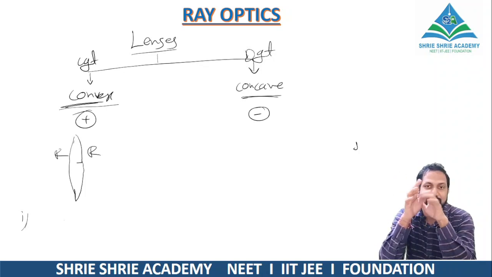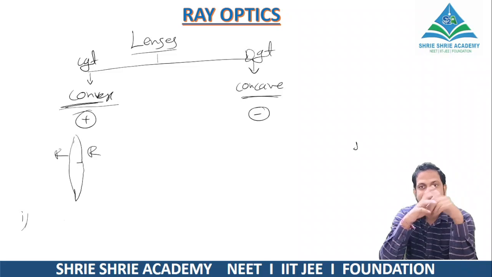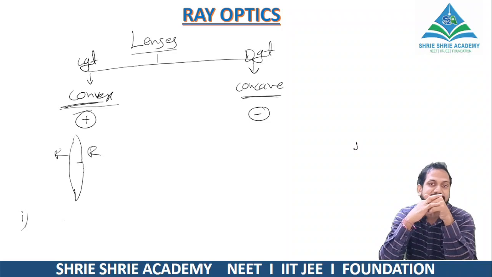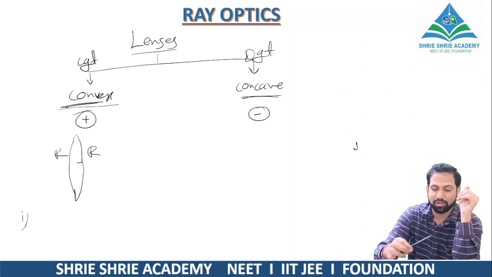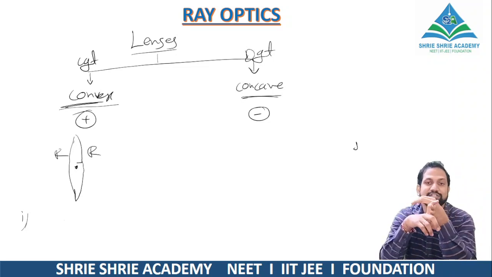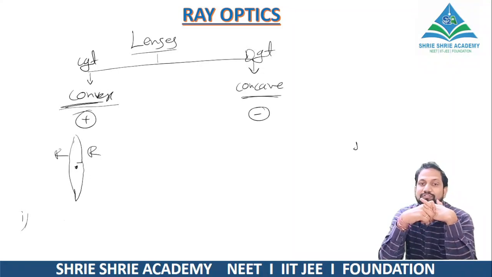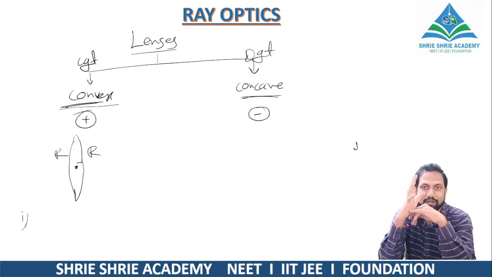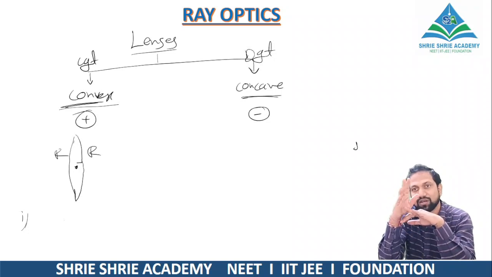Case 6, it is also called the simple microscope condition. If the object is in between focus and optical center, okay, optical center you know already, then the image formed will be a virtual, erect, enlarged image. Remember, a convex lens can form a virtual, erect, enlarged image. A concave lens cannot form a virtual, erect, enlarged image. It always forms a virtual, erect, diminished image.